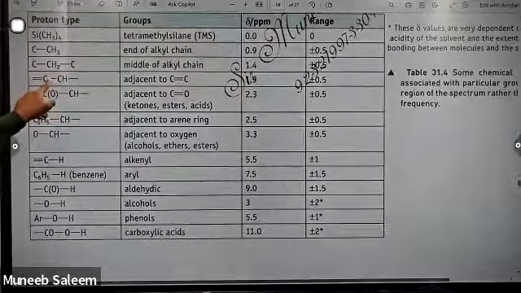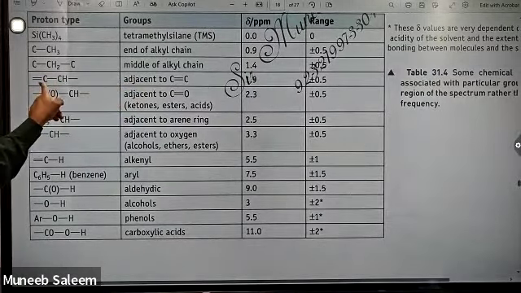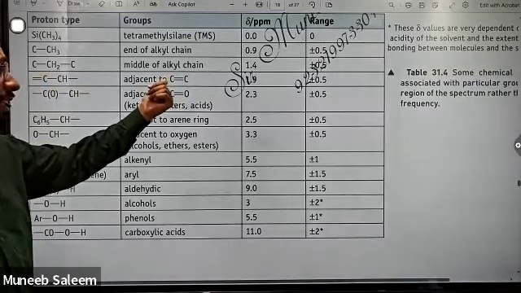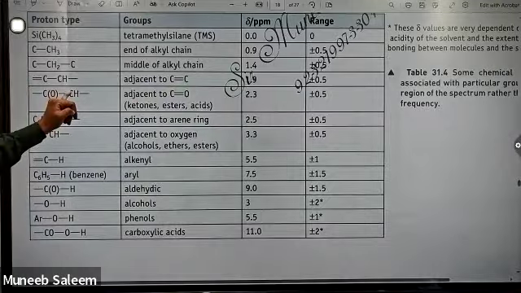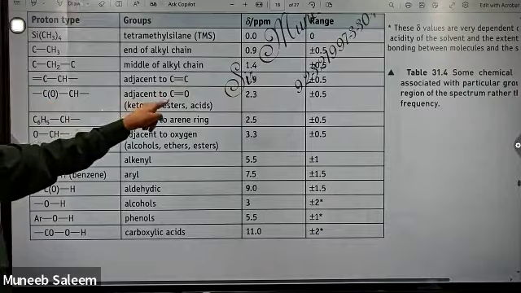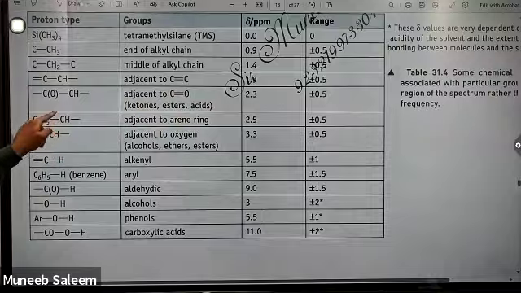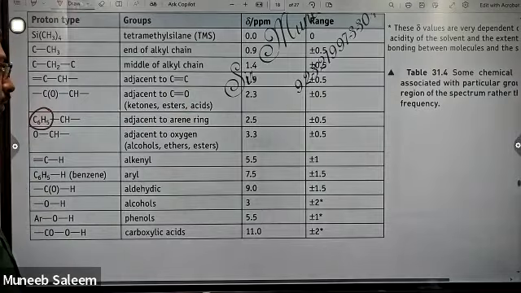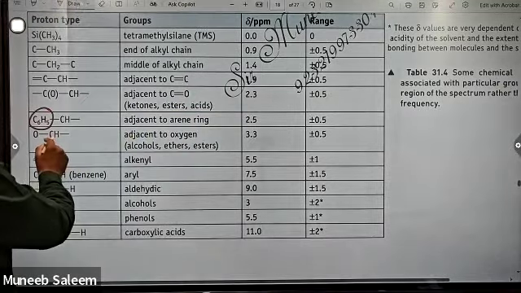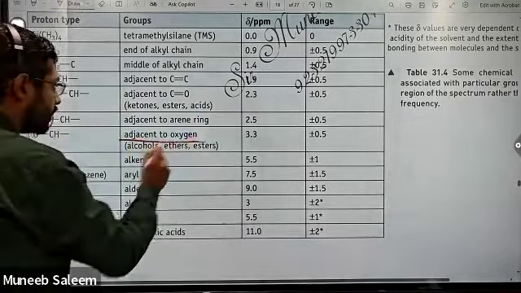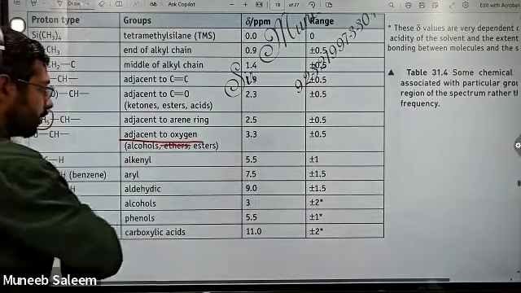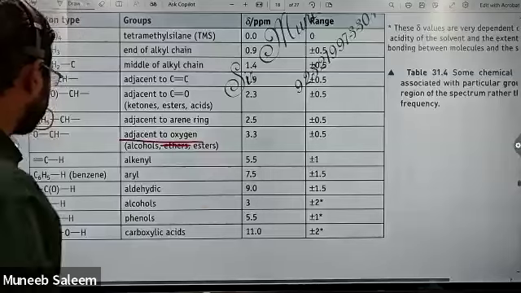This hydrogen is present adjacent to the carbonyl, adjacent to the carbon-carbon double bond, or you can say adjacent to the alkene. So it has this value. This hydrogen is adjacent to the carbonyl group, this value. The hydrogen which is adjacent to the arene ring, this C6H5 is basically the arene or benzene ring, has this value. The hydrogen which is next to the oxygen atom, like in alcohols, ethers, and esters. Ethers are not included in your syllabus. So alcohols and esters, this value.